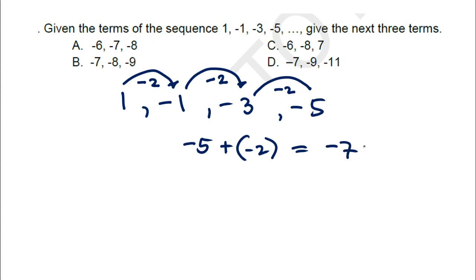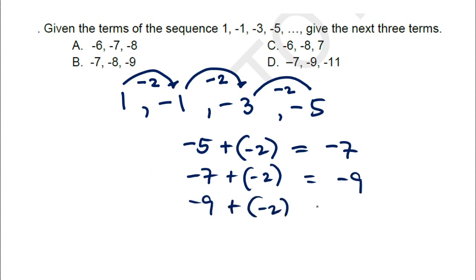And that is the first term after negative 5. Now let's have negative 7 plus negative 2 is equal to negative 9. And let's have negative 9 plus negative 2 is negative 11. So these are the three terms after negative 5. So the answer is letter D. Alright, so that's how you're going to solve for this type of problem.